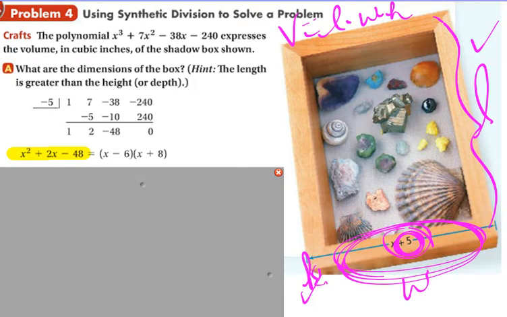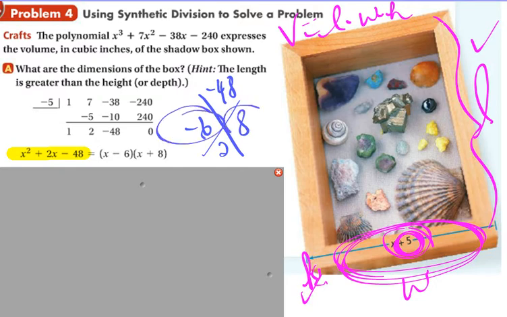So, remember back in the days of the magic x? What two factors of -48 add up to be 2? Oh, negative 6 and positive 8. So there's your factor, x minus 6 and x plus 8. So one of those has to be the length and one of those has to be the height.